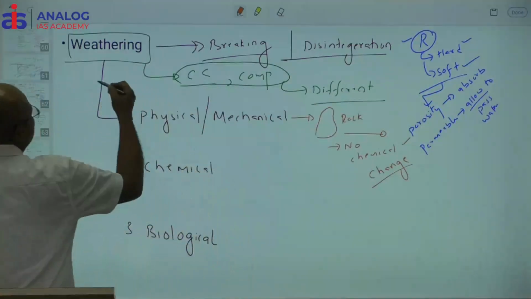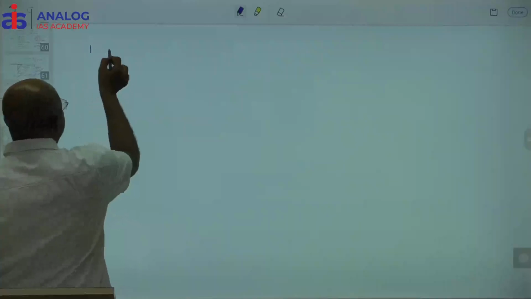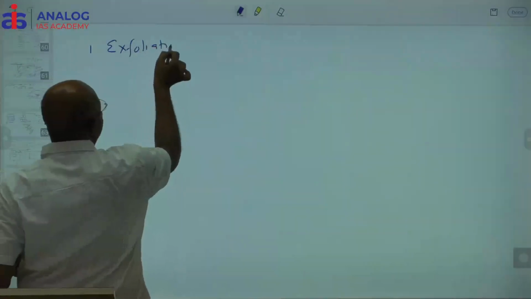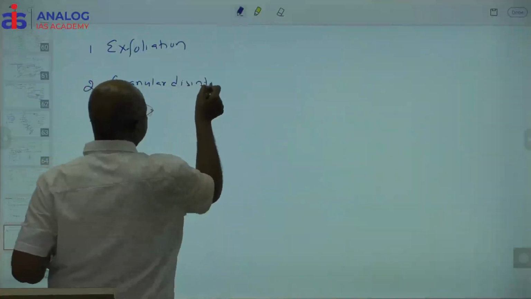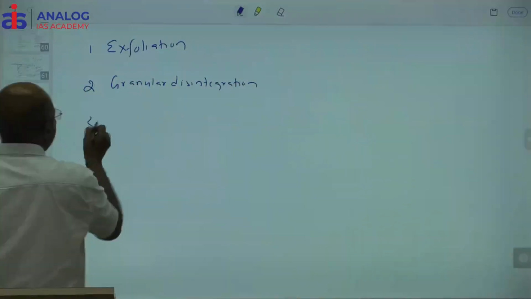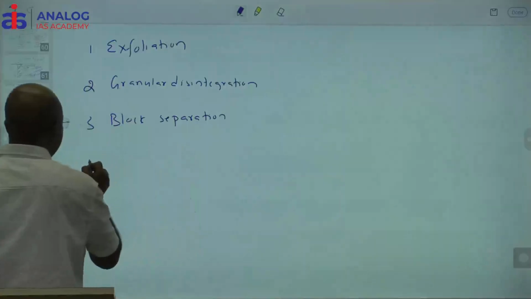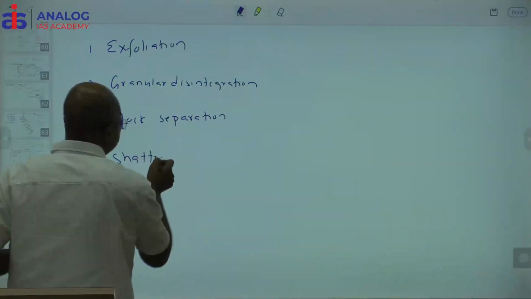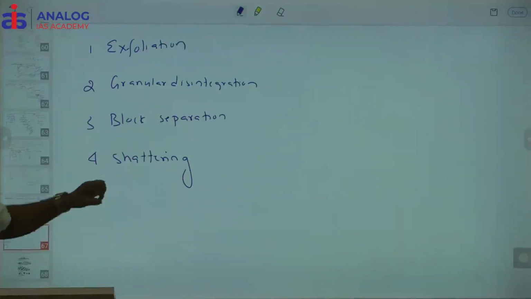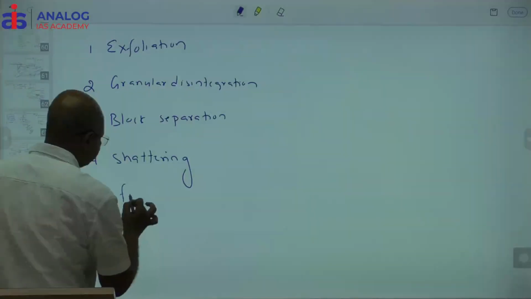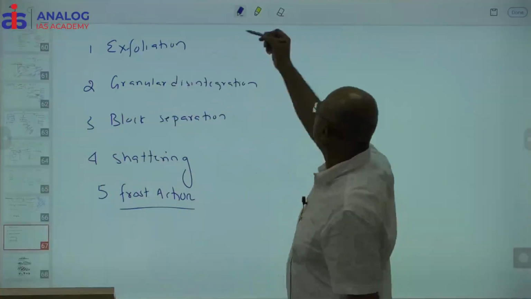Now, physical weathering consists of different types. The first one is exfoliation. Then we have granular disintegration. Then we have block separation. Then we have shattering. At least a few you remember: exfoliation, granular disintegration, block separation, shattering, or frost action. So these are all examples of physical weathering.